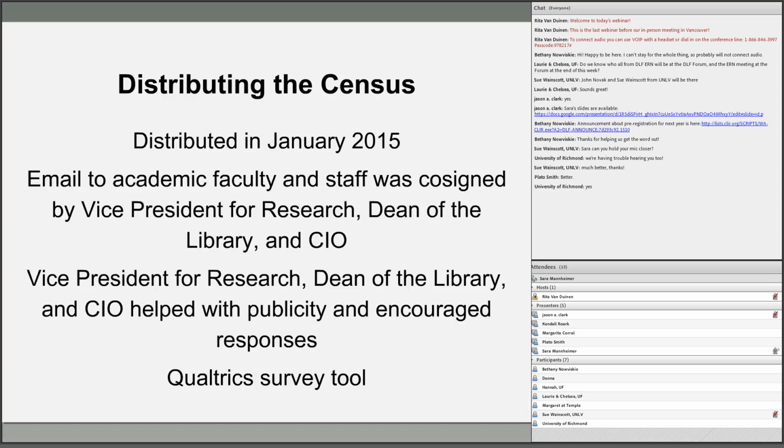And in that cover letter the VPR and the Dean and the CIO sent, they said the purpose of the survey was to gain insight about the research data so that we could direct our future investments and our future priorities. So the idea was help us help you.